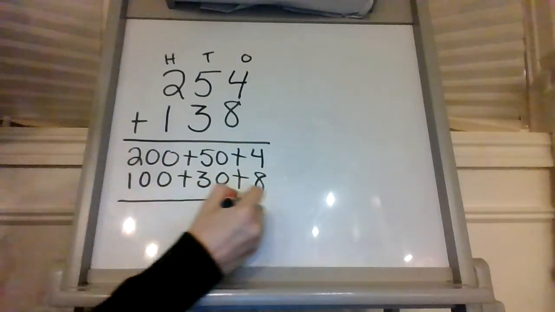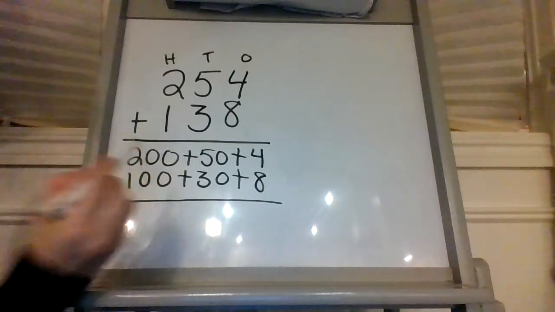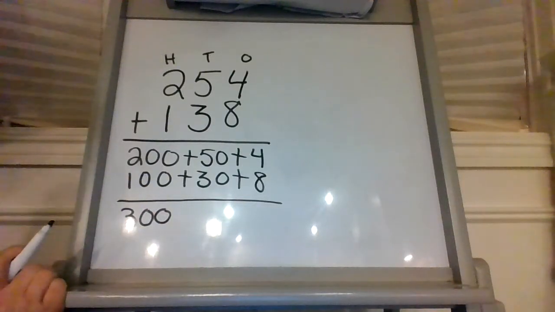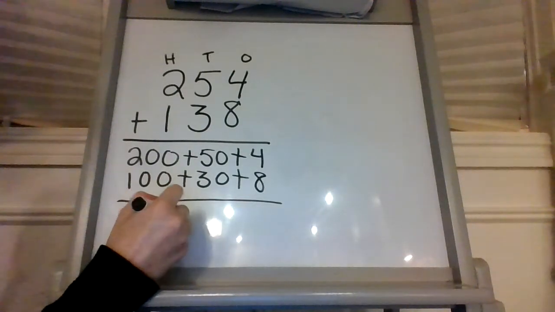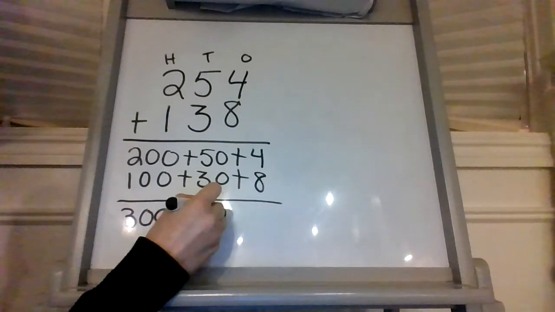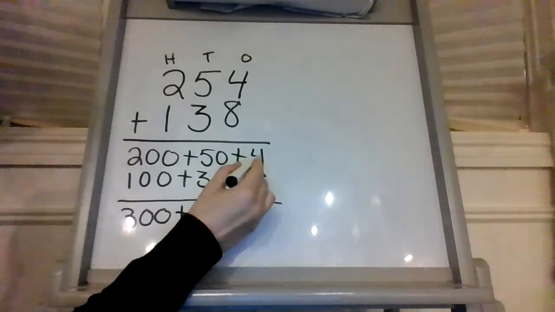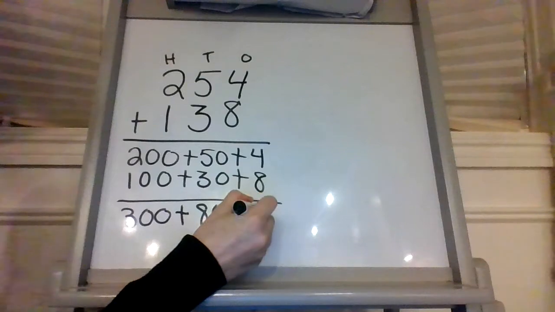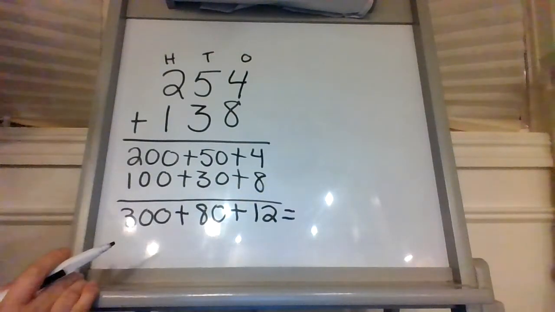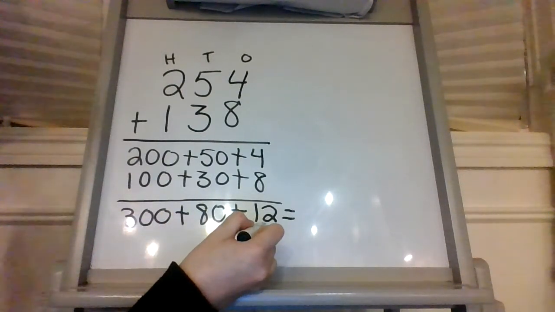Now I'm going to add them together, starting with my hundreds. 200 plus 100 is 300, plus 50 plus 30 equals 80, plus 4 plus 8 equals 12. Now it starts to get a little trickier to add together. Now I have to add together 300 plus 80 plus 12. Could be a little tricky.